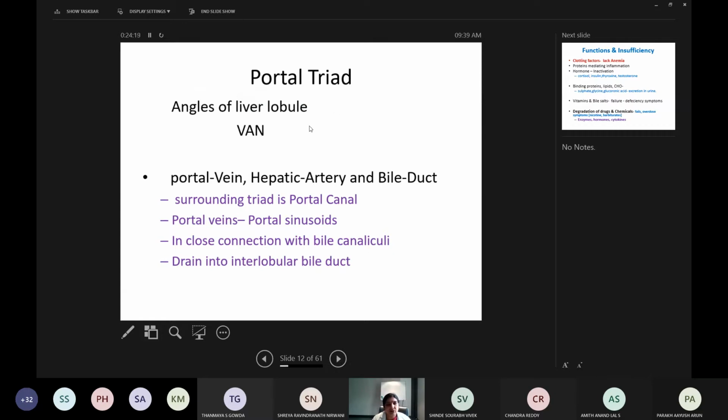This portal triad I have already told you. These triads are present at the angles of the hexagonal liver lobule, and the arrangement is portal vein, hepatic artery and bile duct. Surrounding the portal vein will be the portal canal, and portal veins will drain into portal sinusoids, and these sinusoids are in very close connection with the bile canaliculi, and ultimately they drain into the interlobular bile duct, right? Interlobular bile duct.